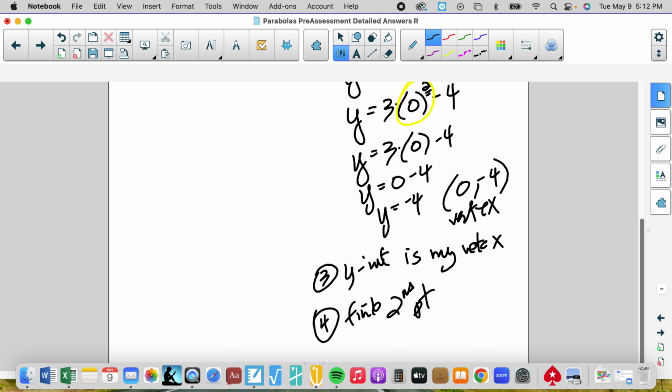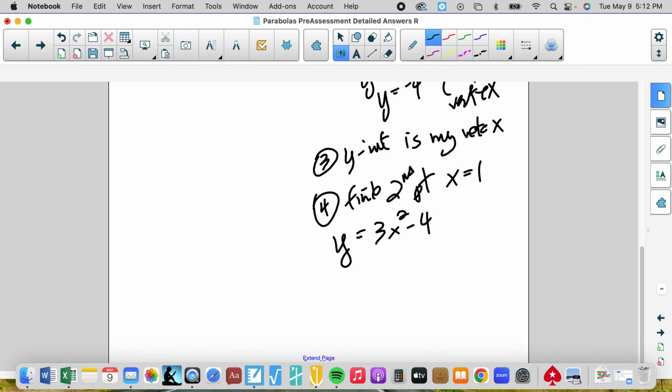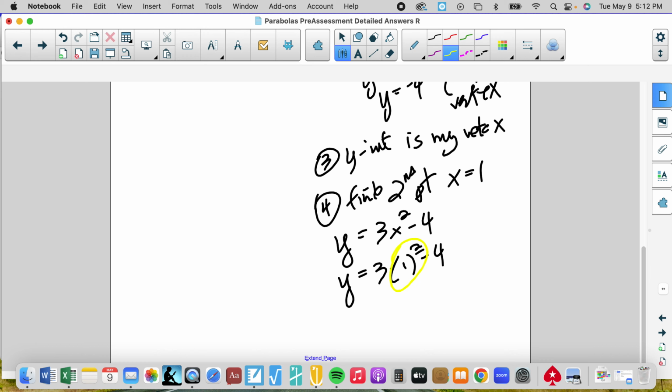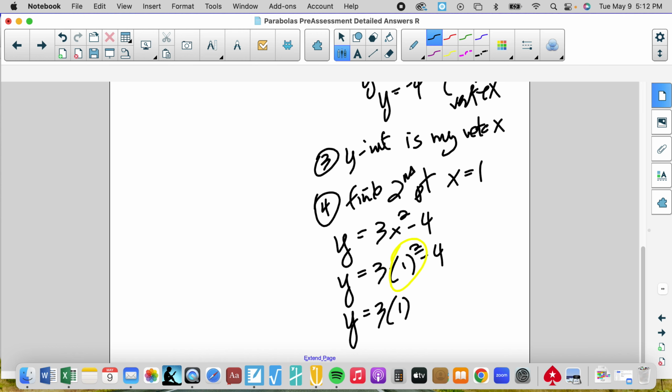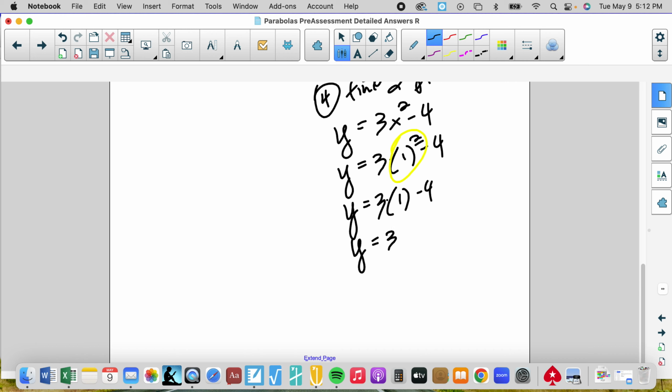So in this specific example, I actually have to find my second point by plugging in an x value. The only x value we've used is 0. So I need to pick another x value. I'll pick 1. Let's keep it simple. Y equals 3 times 1 squared minus 4. Again, we have multiplication and exponents. What do I do first? I'm going to do that exponent first. 1 squared is 1. Now I'm going to do the multiplication part. 3 times 1 is 3, minus 4 is negative 1. So when I plugged in 1, I got negative 1.